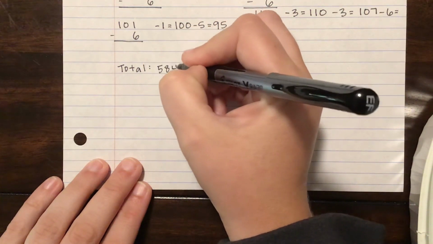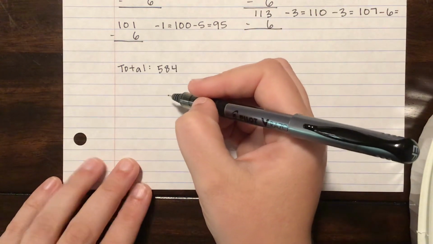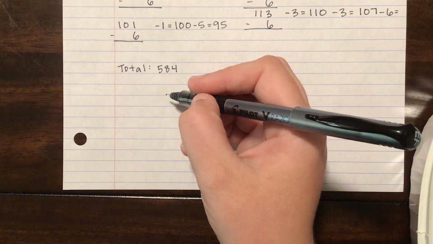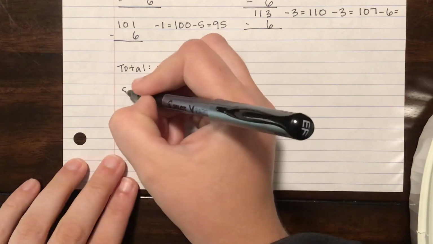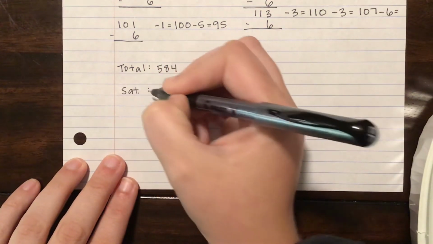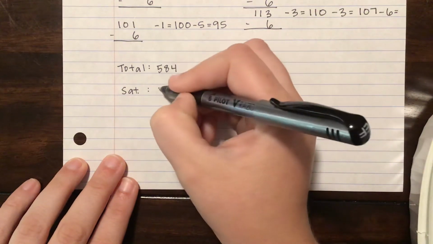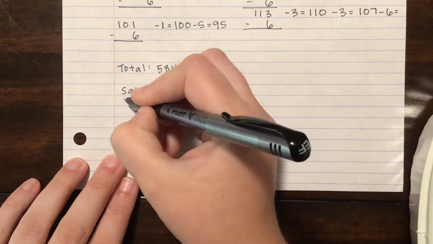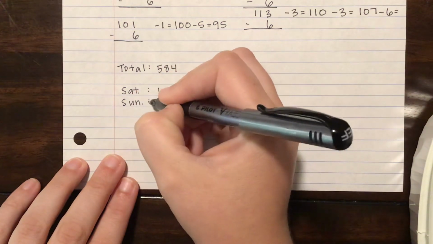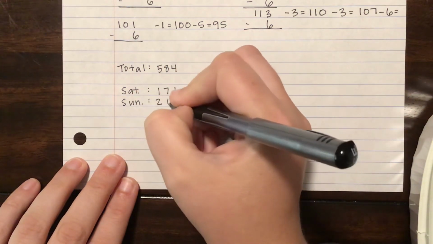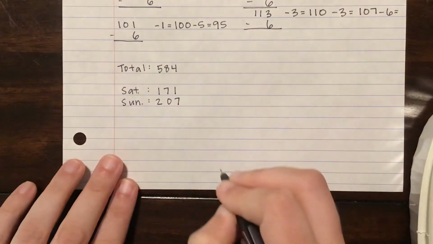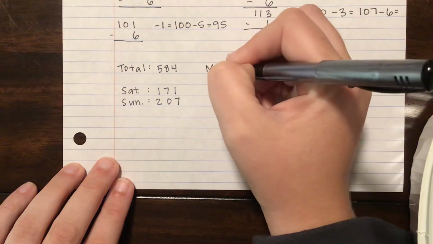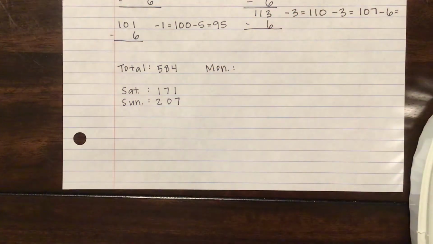The parts are the different days that she read the book, or the different days she broke up the pages into. So we've got Saturday, and I'll abbreviate it. So Saturday, she read 171 pages. Sunday, she read 207 pages. The question is, how many did she read on Monday? She read the remaining pages, or the rest of the pages, on Monday.